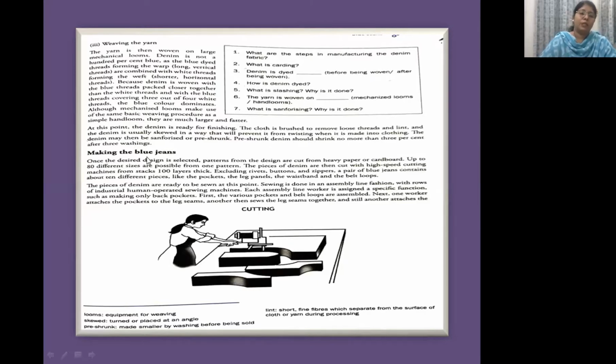Now, the next one, making the blue jeans. Now you have some words in the footnote here. Looms means equipment for weaving, then squared means turned or placed at an angle. Pre-shrunk means made smaller by washing before being sold. Then you have lint, short fine fibers which separate from the surface of cloth or yarn during processing. So these are the new words that you come across in this passage. Now here again, making of blue jeans. We'll continue that in the next video.